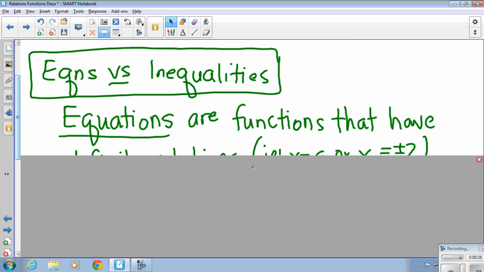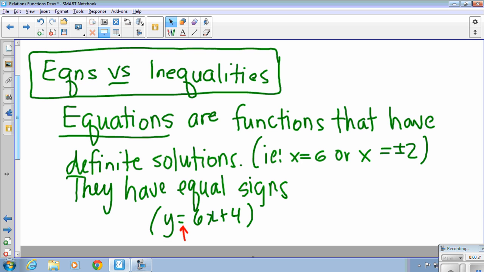The first we're going to talk about are the equations. Now, equations, when we go and solve them, and that's what we've been working with a lot so far this year, are functions that have definite solutions. So when we get to the end of solving, we can say, you know what, we know that x is 6, or we know that x is either plus or minus 2, or x is 3 over 7. We have a definite answer. And equations have an equal sign, as shown right here. So equations do have an equal sign, and that would give us a definite solution when we solve, because x would equal a certain value.